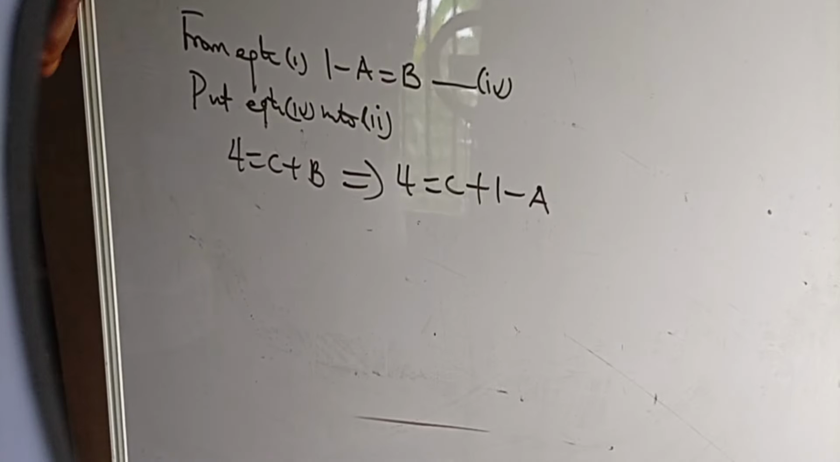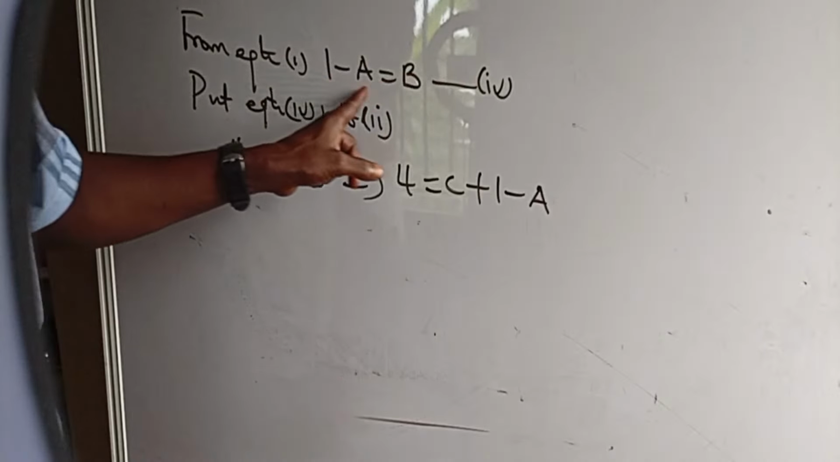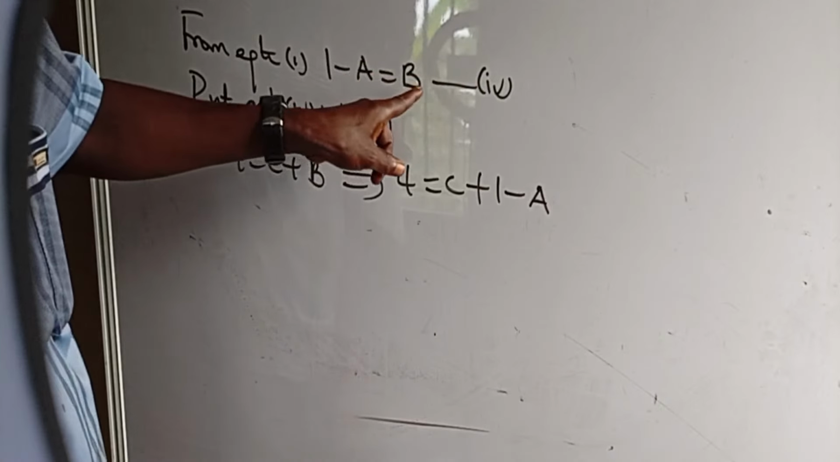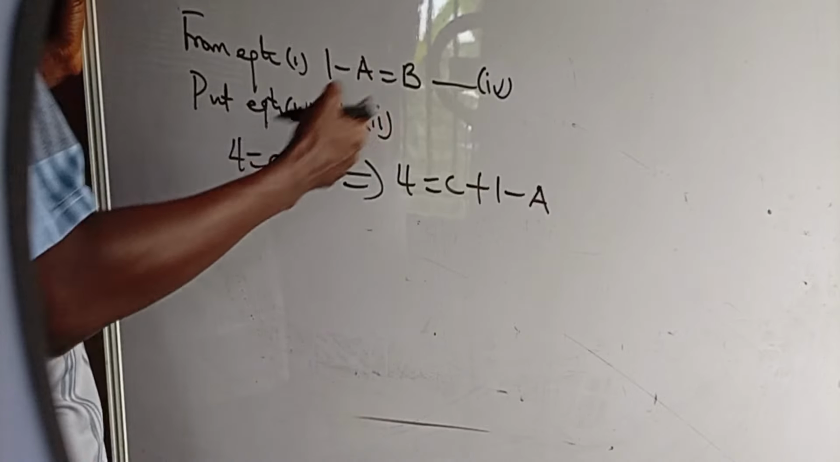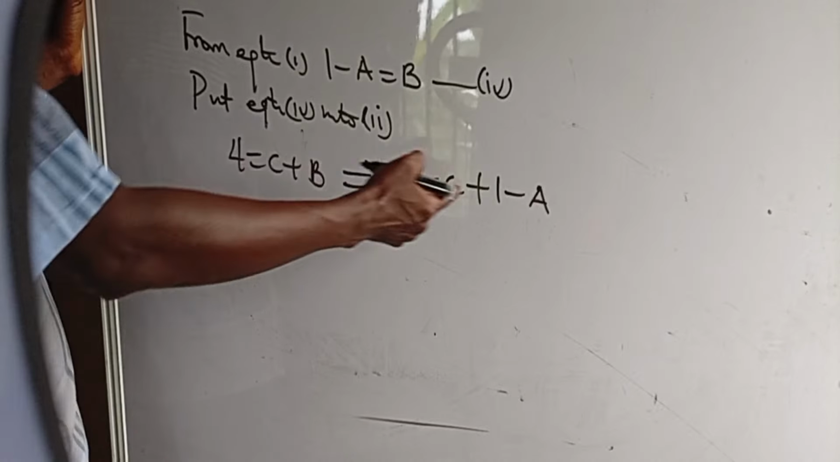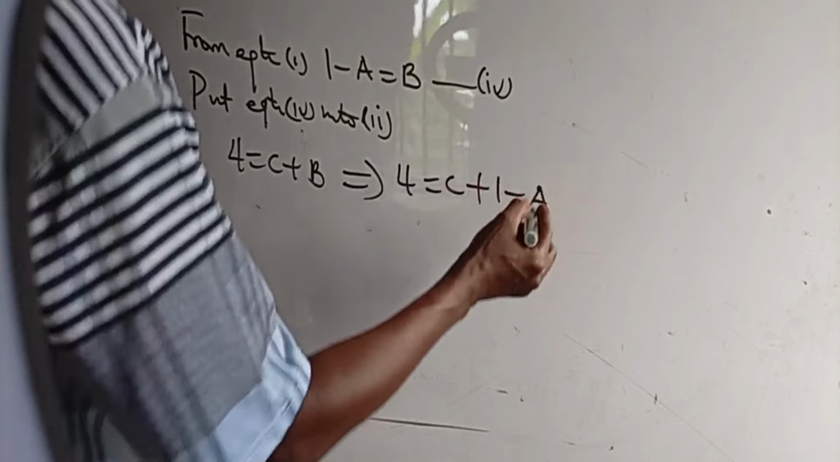It's just like simultaneous equations where you have to substitute. You use the substitution method. From equation 1, we got 1 minus A equals B. We are now putting it in equation 2, so where we see B, we should not write B again, we write 1 minus A. That's what I did. So this implies what?